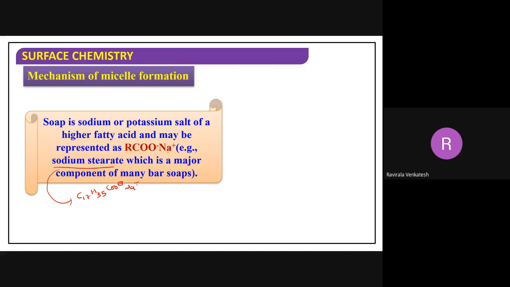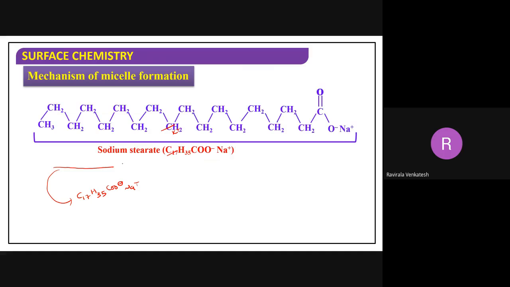Here we can take sodium or even potassium. So this is a soap particle. Now you see the C17H35 I am writing here: 1, 2, 3, 4, 5, 6, 7, 8, 9, 10, 11, 12, 13, 14, 15, 16, 17. So up here it is C17, C17H35 COO minus.